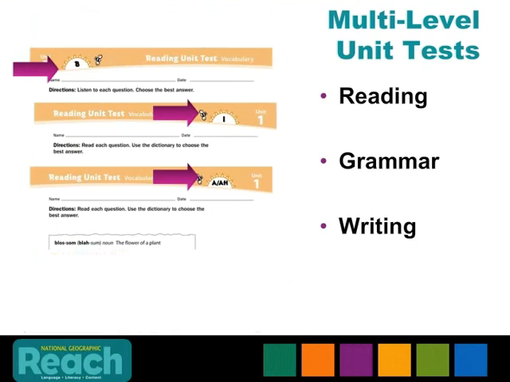You can see on these reading unit tests that the beginning, intermediate, advanced, and advanced high levels are indicated at the top of each test form in the assessment handbook. So don't be alarmed when you open your assessment handbook and see how many pages there are. In REACH, all of the differentiating is done for you to save you time.